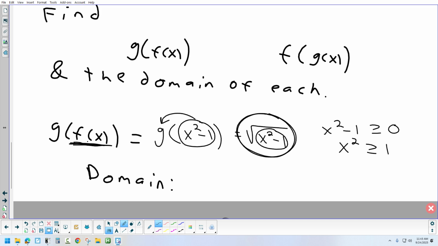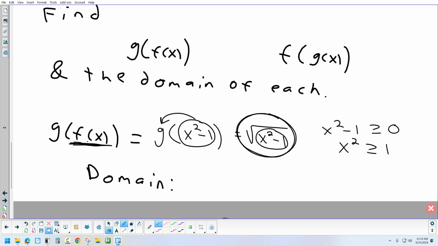That means if we put the 1 on the other side, we have to find numbers that when we square them, they come out 1 or higher. What numbers can you square? And they will always come out 1 or higher.